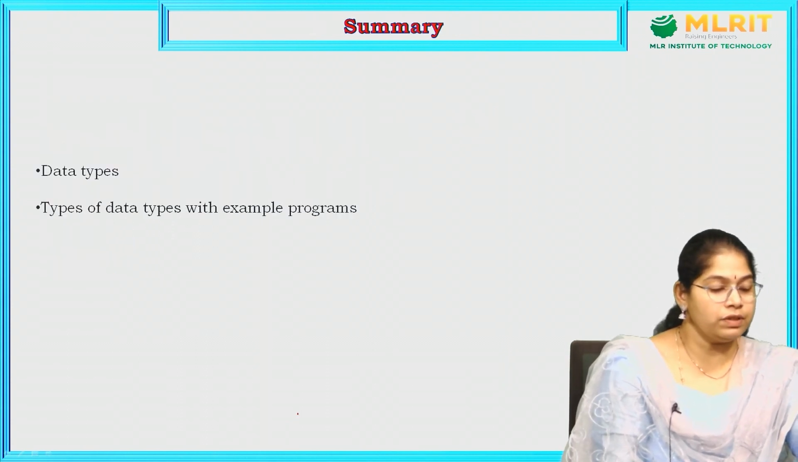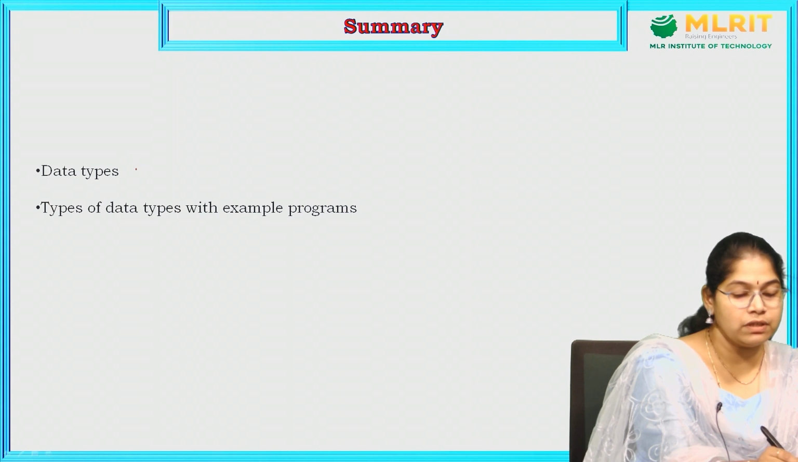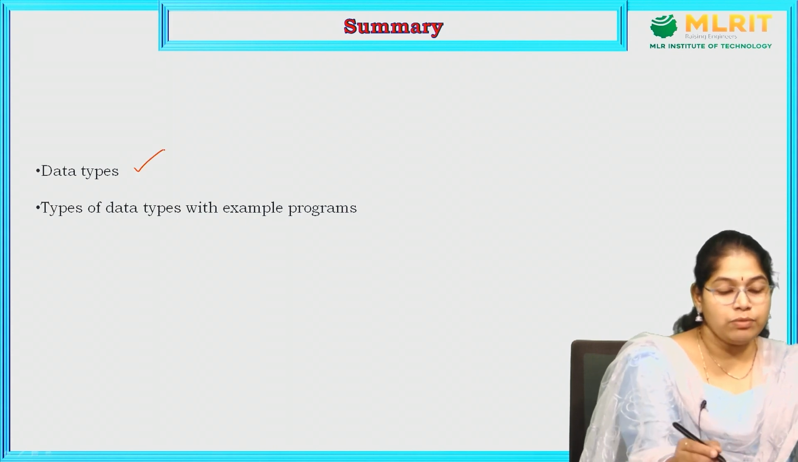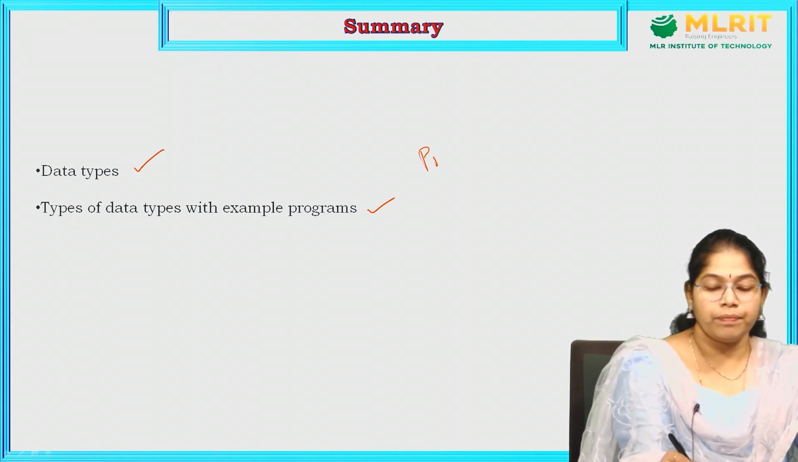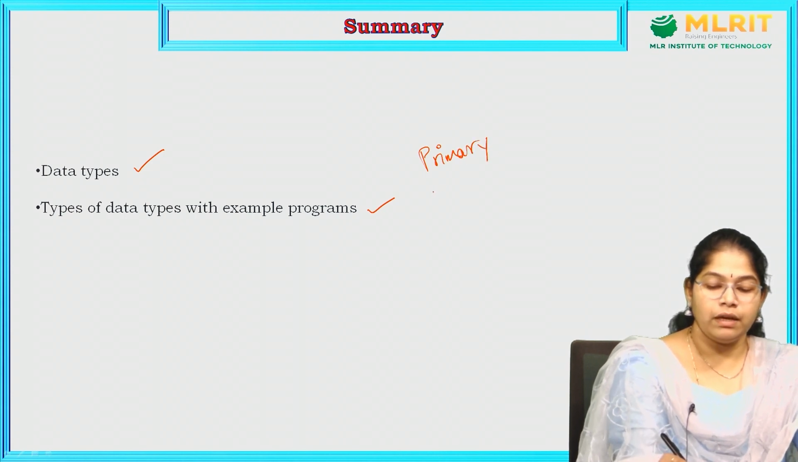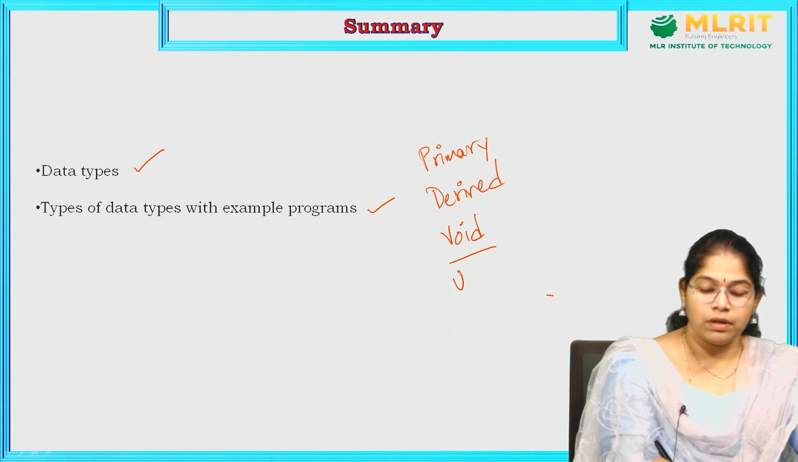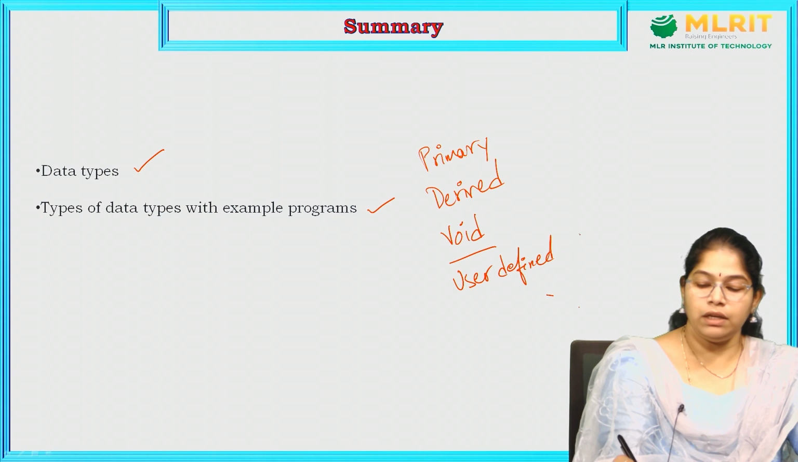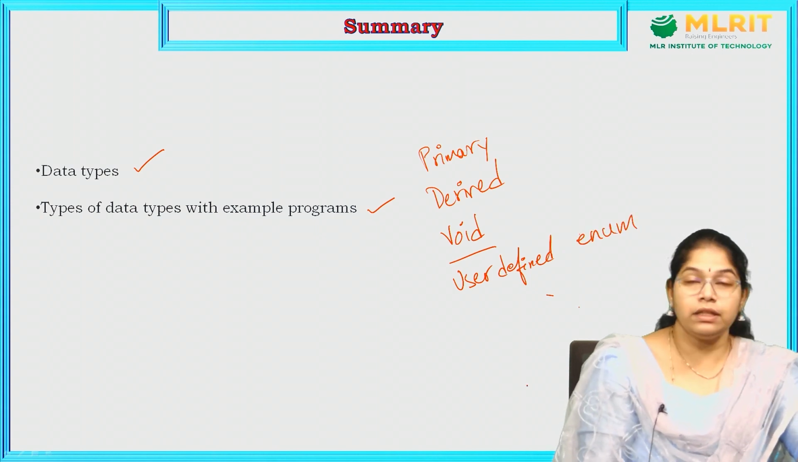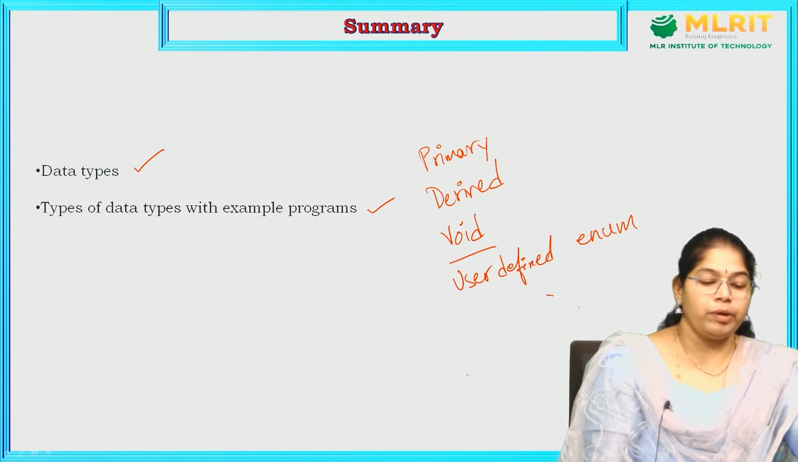Then the summary of the session: today we have discussed data types. The types of data types are primary data types, then derived data types, then we discussed the void data type, then user defined. In user defined, we discussed enum, the enumerated data type. In the next session, we'll discuss operators in C.